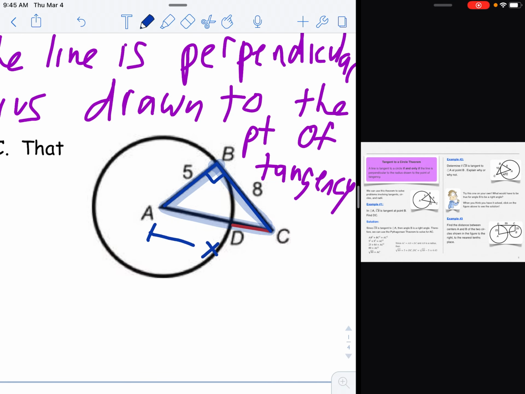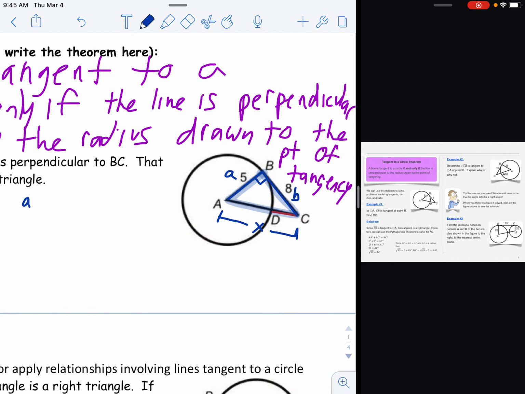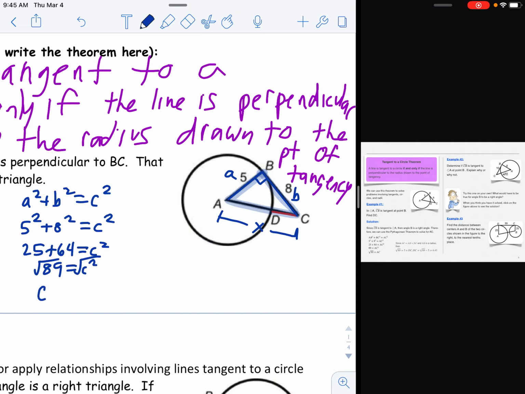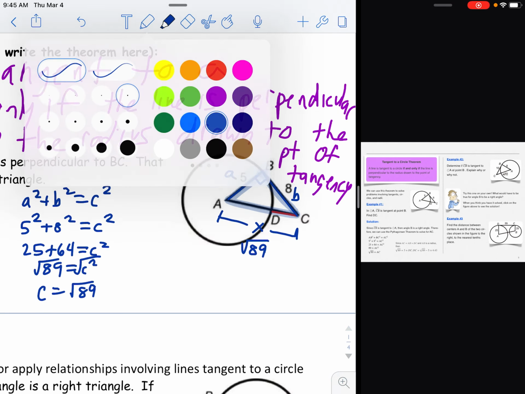All right. So what we're going to do first is find this entire length right here. That's A, that's B. We'll call that C. So a squared plus b squared equals c squared. Let's just find this entire length and then talk about other things. 5 squared plus 8 squared equals c squared. 25 plus 64 equals c squared. 89 equals c squared. You take the square root of both sides. I'm going to write it like this. C equals the square root of 89. Let's just keep it like that for a second. So the whole thing is the square root of 89.